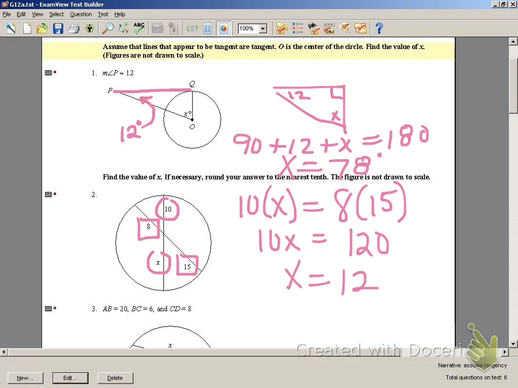So they have to intersect. If they intersect, then the product of their pieces equals the product of the pieces of the other chord.